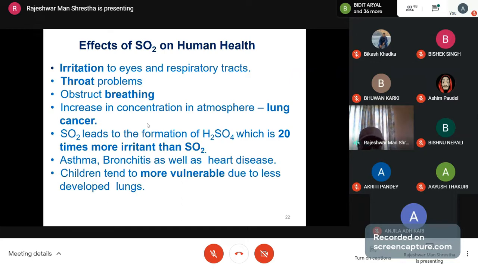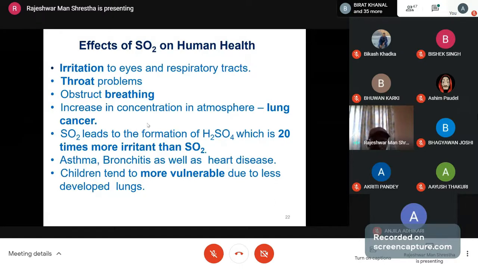And yes, SO2 gas leads to the formation of sulfuric acid. SO2 gas reacts with oxygen in moist conditions and forms H2SO4, sulfuric acid, which is 20 times more irritant than SO2 gas. In this way, from SO2 gas sulfuric acid is formed by reaction with oxygen in moist air.